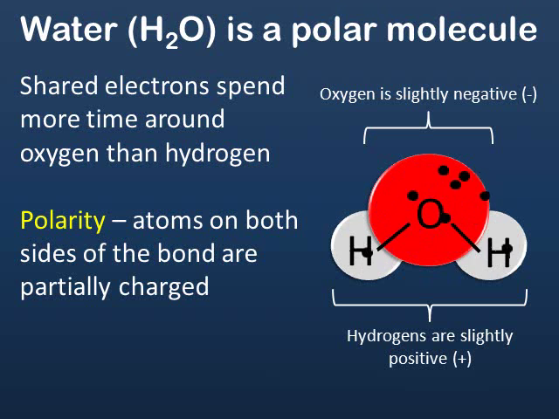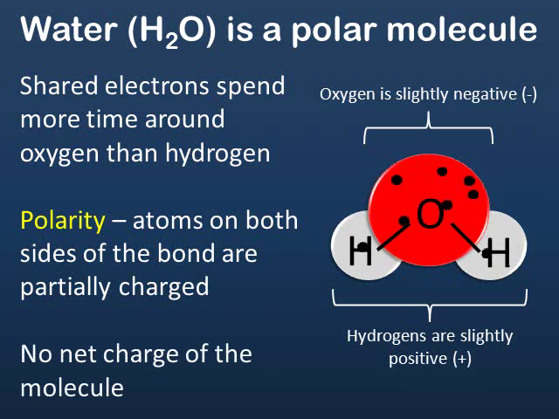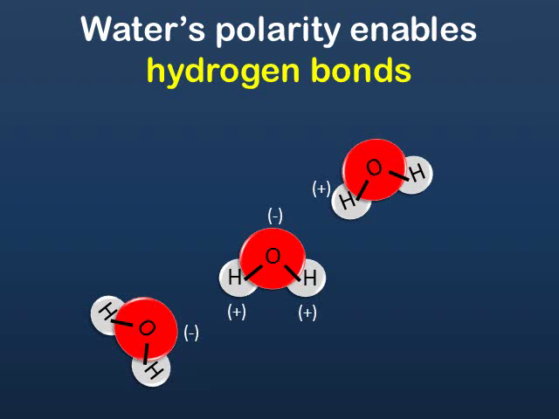Atoms on both sides of these bonds are partially charged. Now it's important to remember that the molecule overall doesn't have a net charge. It's a neutral molecule, but there are regions that are slightly positive and slightly negative. So that polarity, we'll see, gives water all of its unique properties. The polarity leads to a special kind of bonding between water molecules called hydrogen bonding.